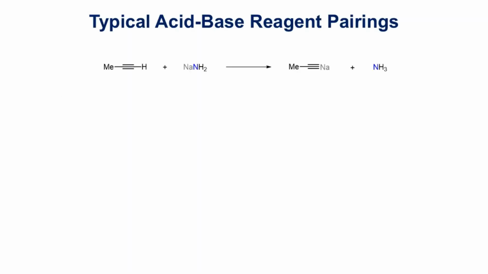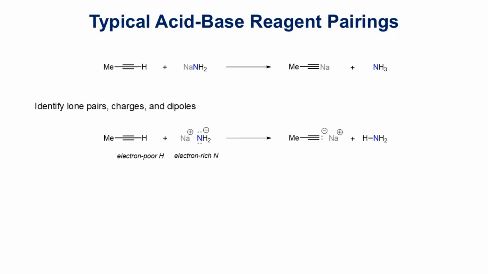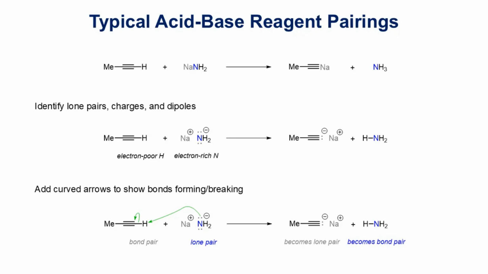In this third example, a terminal alkyne is treated with sodium amide. The result is the sodium salt of the alkyne and ammonia. The electron-rich center is identified as the anionic nitrogen atom, while the alkyne proton is known to be weakly acidic. The bond-forming arrow therefore begins at nitrogen and goes towards the alkyne proton. The bond-breaking arrow shows the sp hybrid carbon picking up the electrons from the C to H bond that breaks.